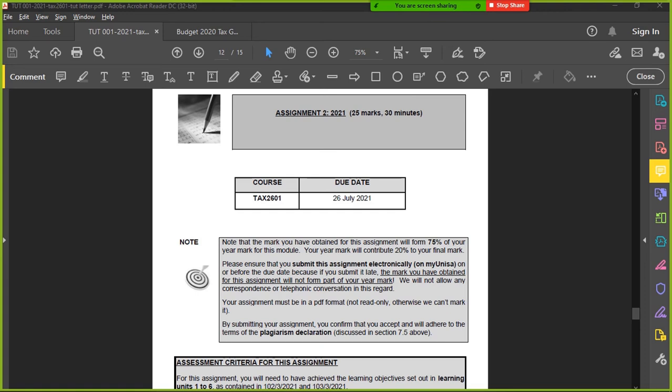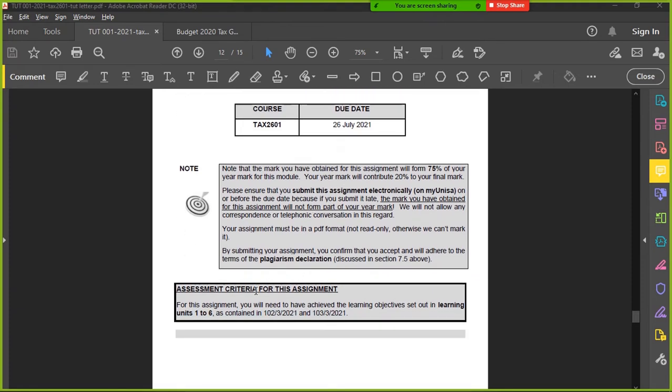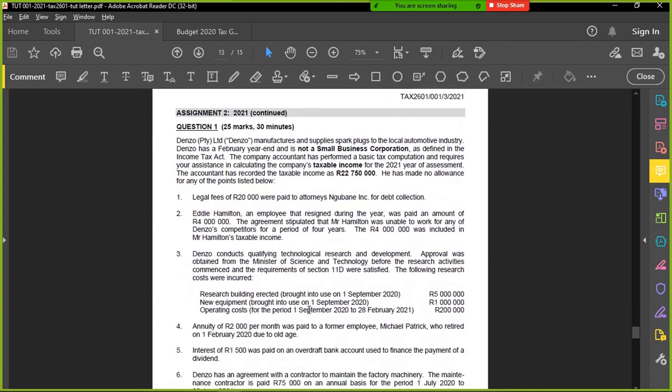Okay, so I'm going to go through it then, and we can obviously check what you've done, and you can see if you're on the right track. Obviously, assignment 2 is going to be looking at content that we've covered more recently. I can see from the assignment information here, we're going to be looking at learning units 1 to 6. So they haven't tested the capital gains, they've only tested everything up until the capital allowances. So that's what we're looking at here in terms of content.